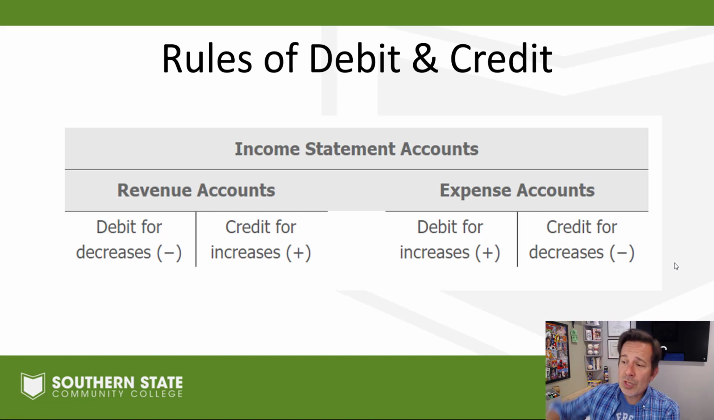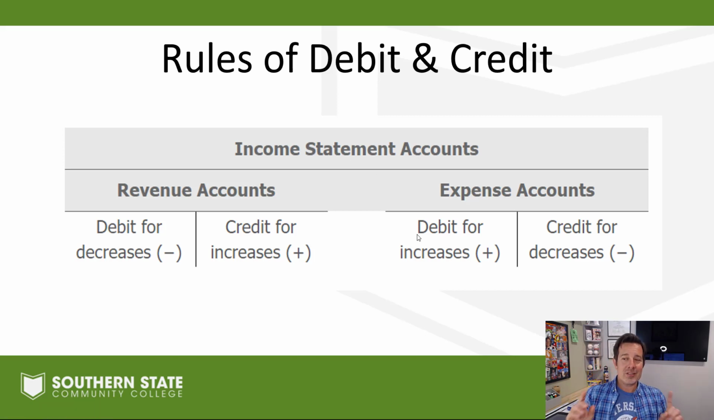Income statement accounts. We're talking revenue. We're talking expense accounts. Revenue accounts go up on the credit side. Expense accounts go up on the debit side. Just write it down. Just memorize it. If it's a revenue account, it goes up on the credit side. If it's an expense account, it goes up on the debit side.